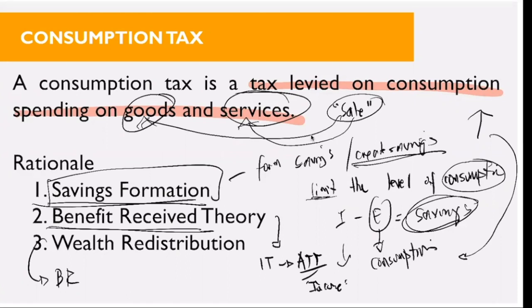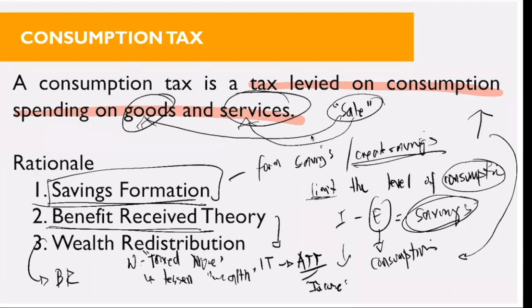The last rationale of your consumption tax is wealth redistribution. So what about wealth redistribution? In your wealth redistribution theory, remember that the wealthy, or those who have more, are taxed more. Since they are taxed more, your wealth will be redistributed. If you are wealthy, you are taxed more. If you are taxed more, it means this will lessen your wealth.